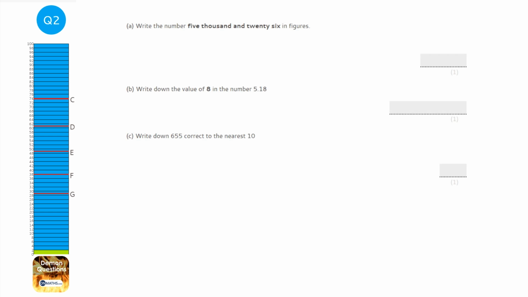When we're asked to write a number in figures, it just means as numbers. So we've got 5,026. We need a 0 there as a placeholder. So you're just going to write 5026, 5,026.